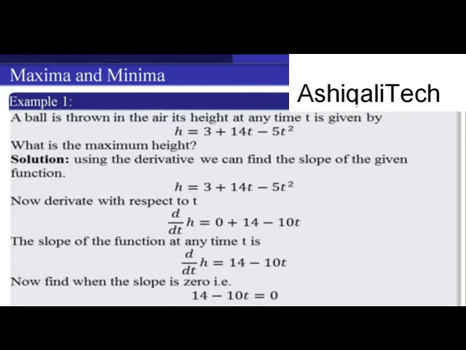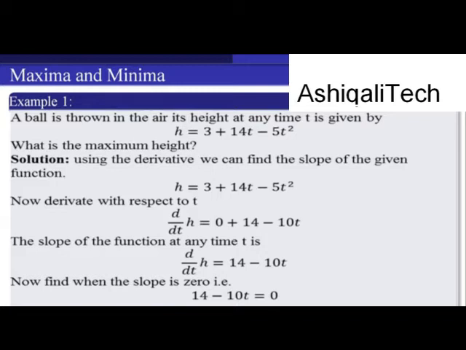First of all, using the derivative, we can find the slope of the given function. That is, we write h of t is equal to 3 plus 14t minus 5t square. Now we differentiate it with respect to t. So we get dh by dt is equal to 0 plus 14 minus 10t.